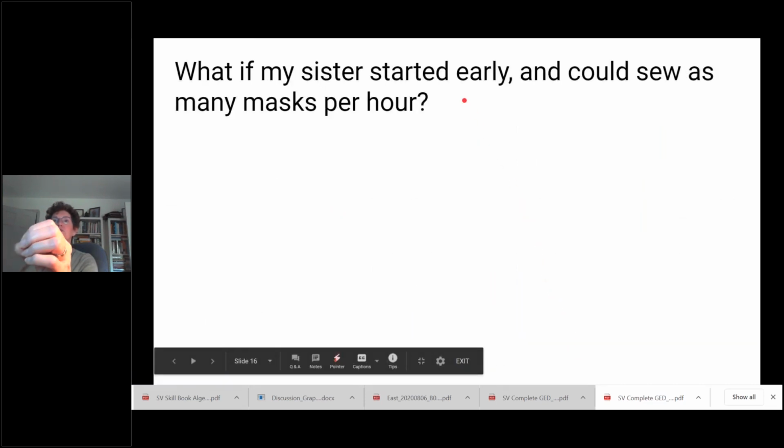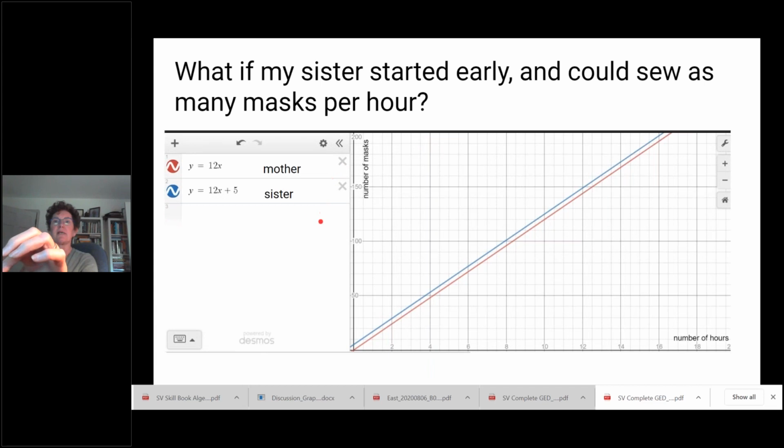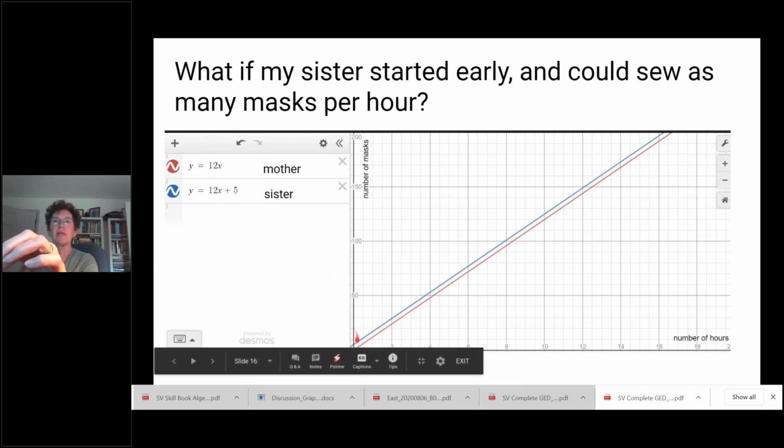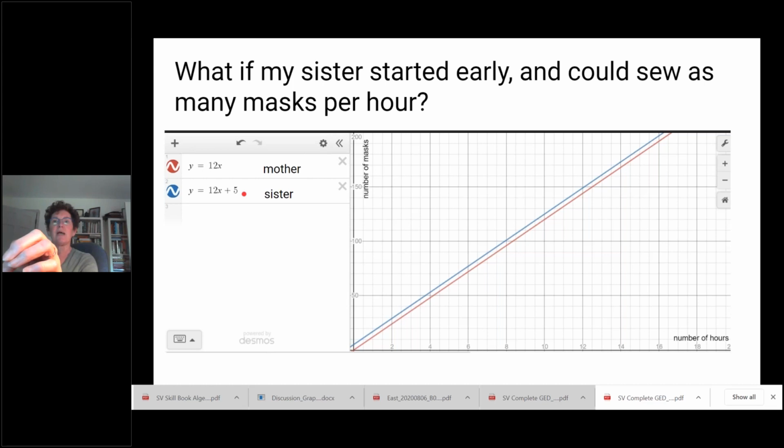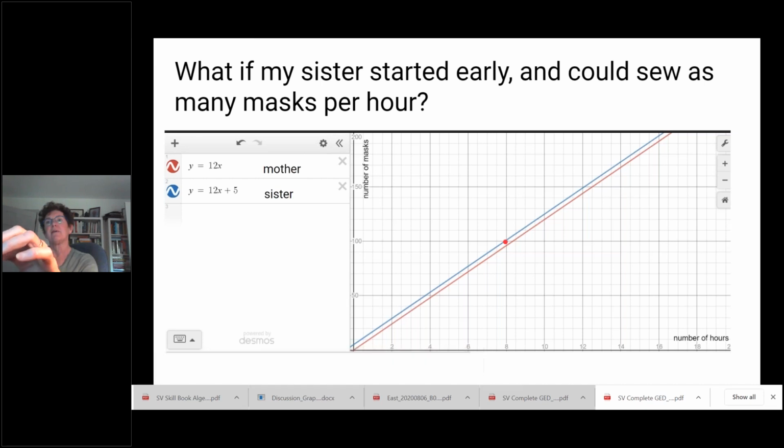What if my sister started early, but she'd gotten faster, and now she can sew 12 masks per hour? Here's what that looks like. Here's my mother. She's the red line. She started at 0, 0, and she can sew 12 masks an hour. But here's my sister, the blue line. She starts at 5 masks, and if she can sew 12 masks an hour, she always stays 5 masks ahead. No matter where you look on this line, she stays 5 masks ahead.